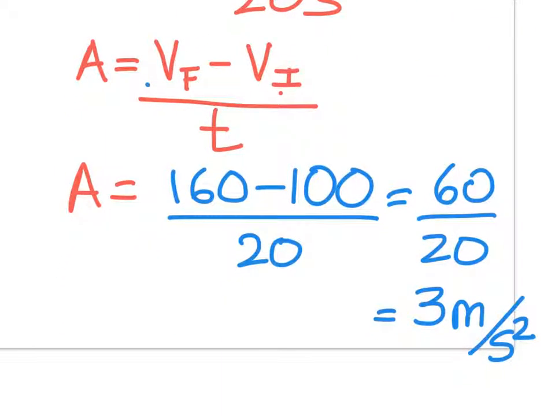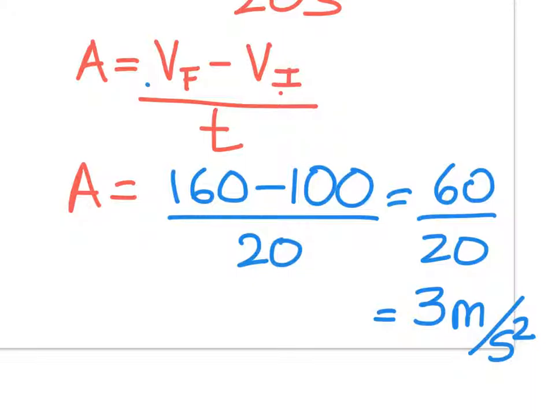I look at my formula, final velocity minus initial velocity divided by the time. My final velocity was 160 minus my initial velocity. Initial means the starting velocity divided by the amount of time, which was 20 seconds. 60 divided by 20 is 3 meters per second squared. And I'm going to talk about the units a little bit when I get back. Remember, it's a rate, and it's the amount that the speed changes in a certain unit of time.